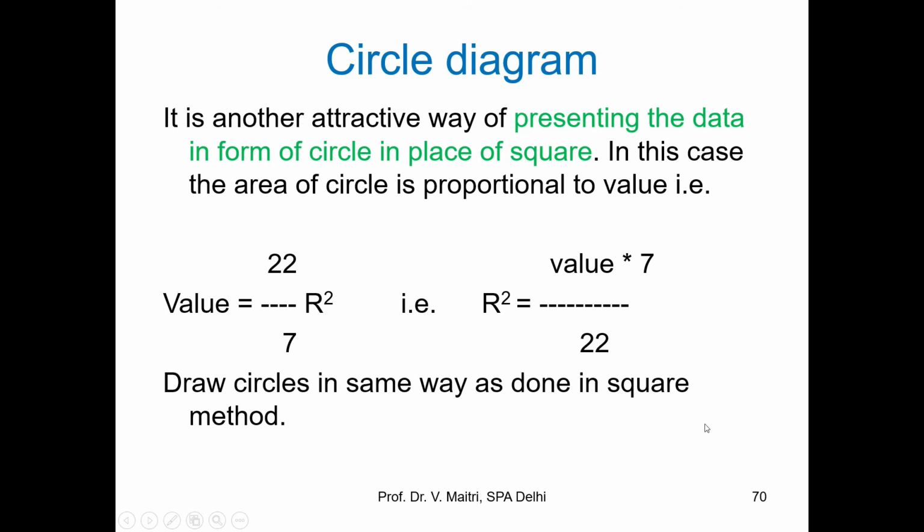So draw the circle, using the same method which we have done in the square. I will not recommend you go for the circle. It is very rarely used, depending upon which type of value we are going to present, and what is the attribute we are going to present. For that case we use it. Otherwise you can also try the circle diagram.